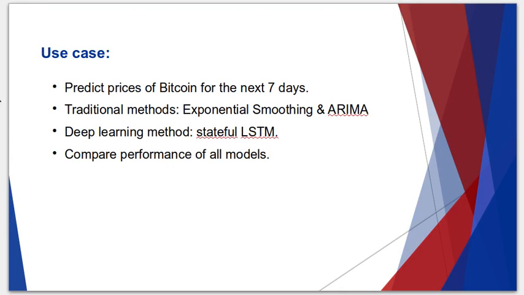For the use case, we want to predict the price of Bitcoin for the next 7 days. We use both traditional methods and a deep learning method. For traditional methods, we use exponential smoothing and ARIMA. Both of them are very popular in time series analysis. And for the deep learning method, we use the stateful LSTM method, and we also compare the performance of all models.